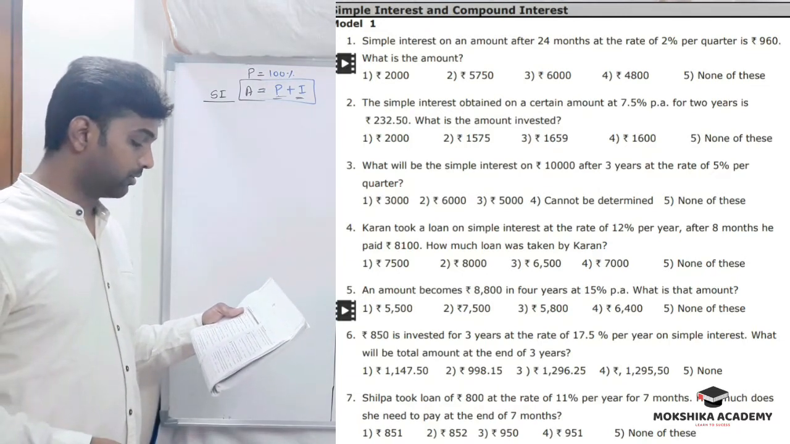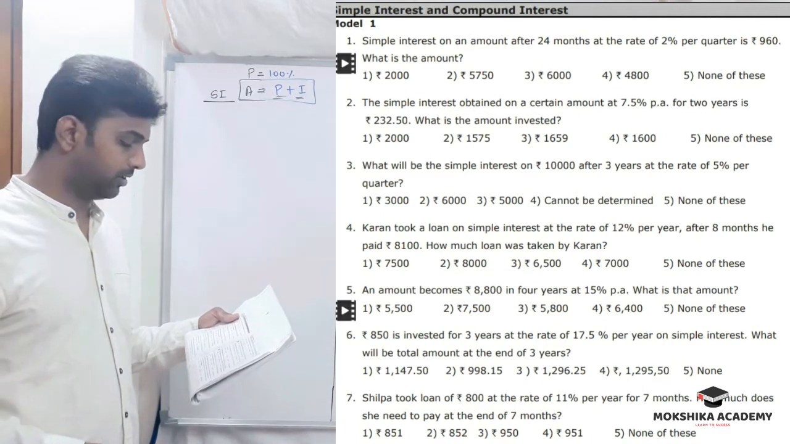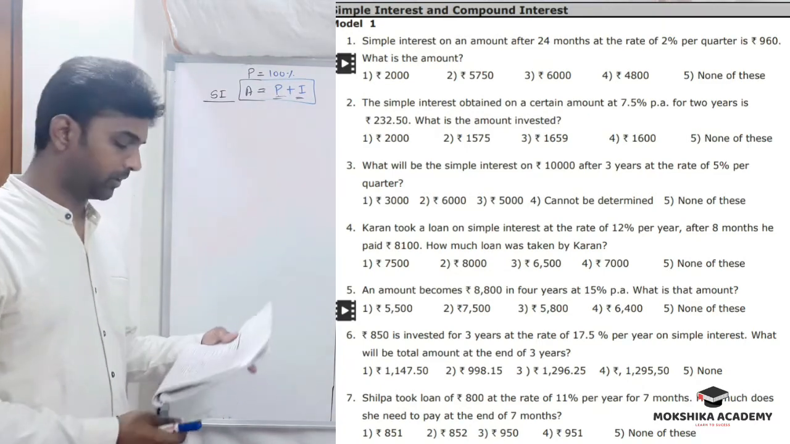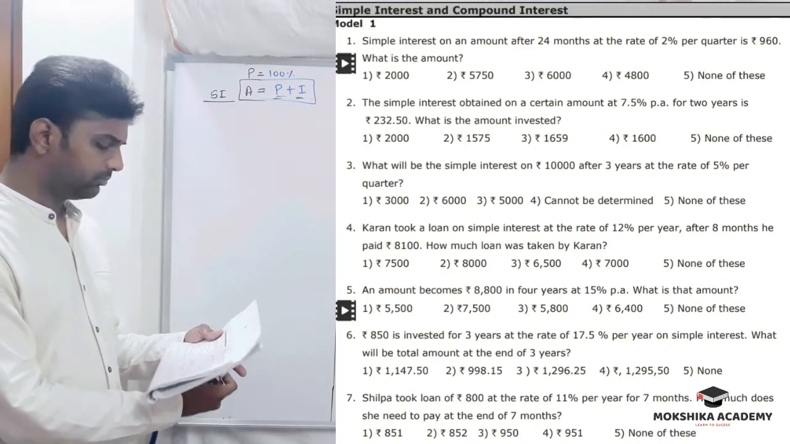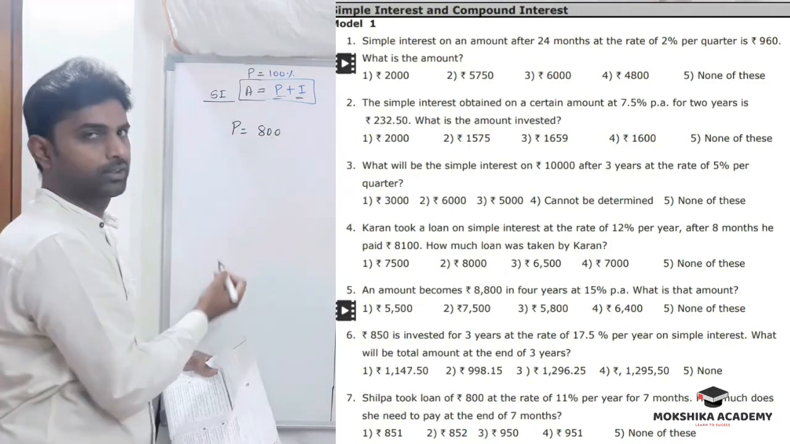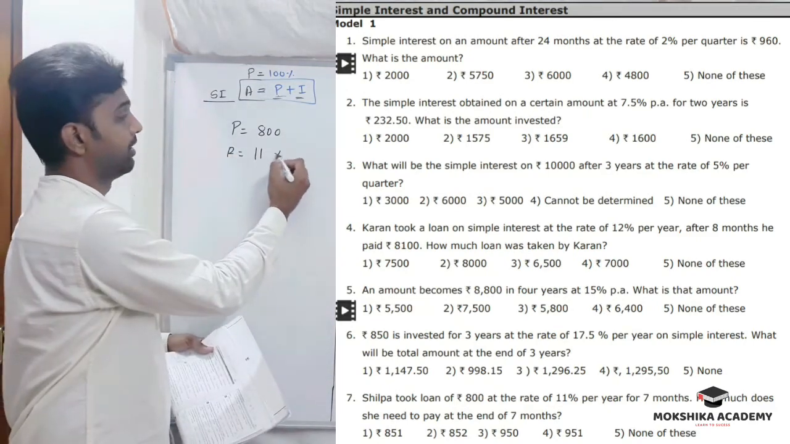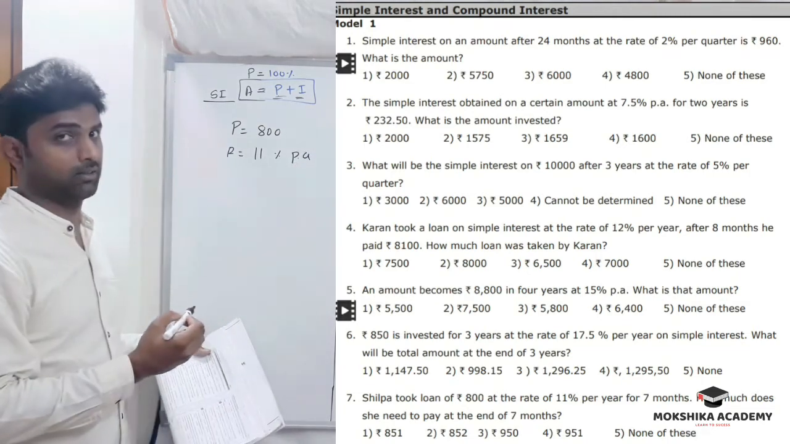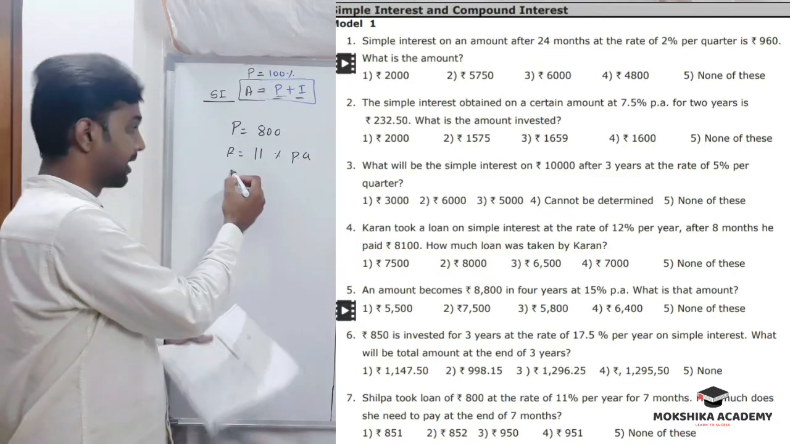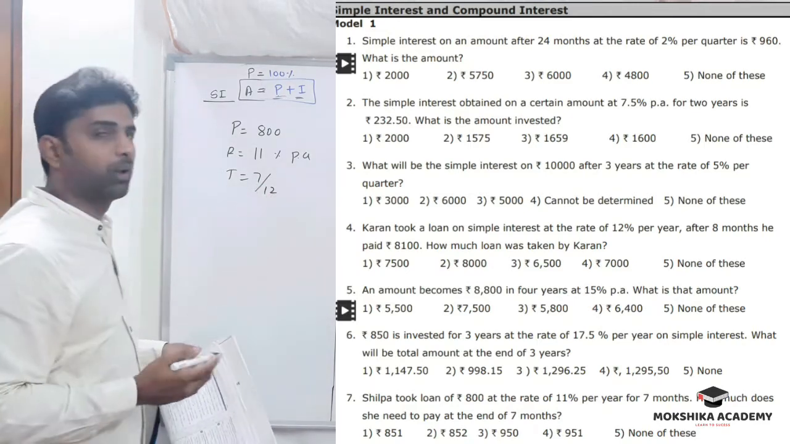Shilpa took a loan of rupees 800 at the rate of 11% per year for 7 months. How much does she need to pay at the end of 7 months? So she has taken a loan of rupees 800. Okay, that is, the principal is 800 rupees, and the rate of interest is how much? 11%. See, 11% per annum or per year is given. But she has to repay after 7 months. Okay, time is only 7 months. 7 months is nothing but 7/12, take it like that, students.